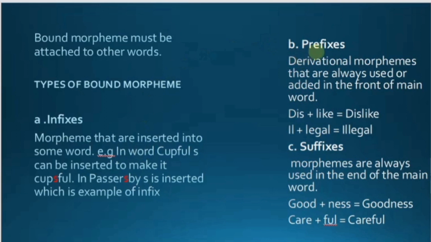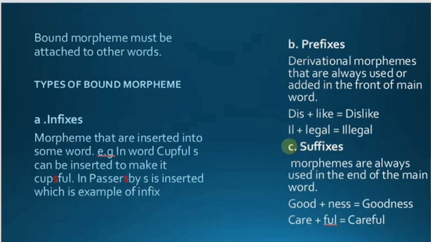On the other hand, prefixes are the derivational morphemes that are always added in the front of the main verb, or before the main verb, which in Urdu are called lahaka. Like un before like, ill before legal. These are examples of prefix.